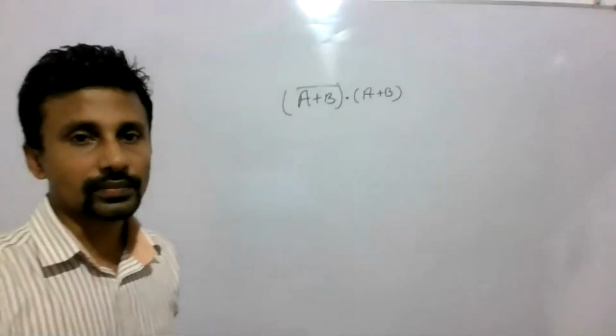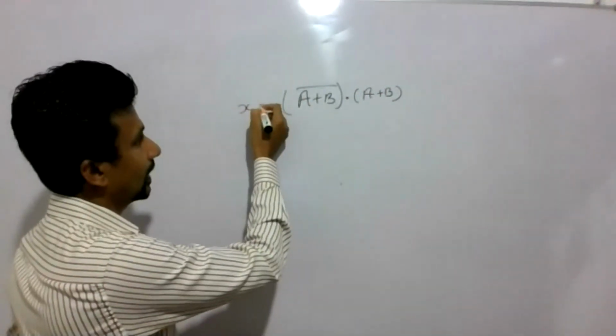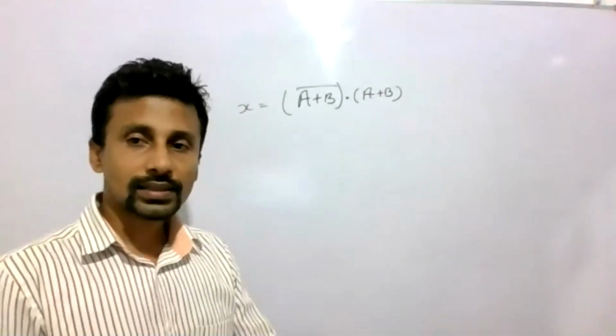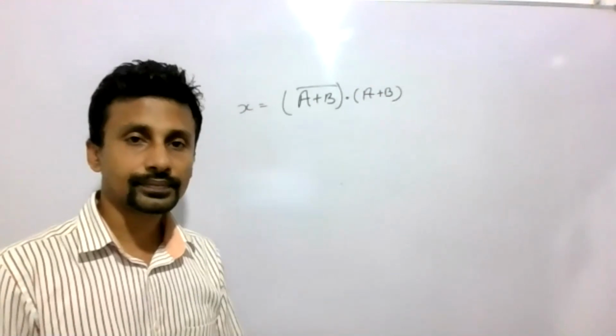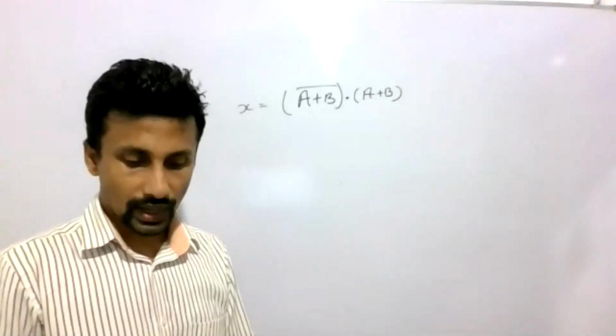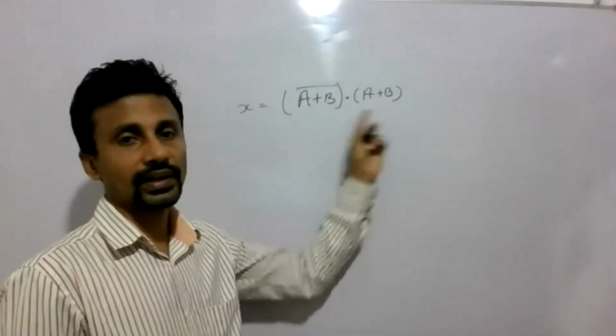This is my expression, right? So I'll take x. This is my expression. They are asking us to draw the truth table. First thing is you have to identify the variables.